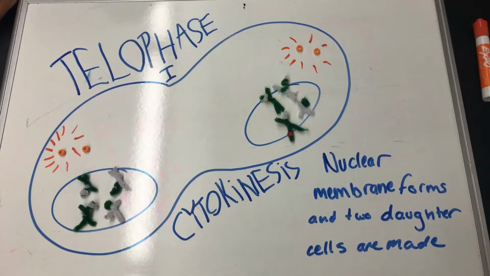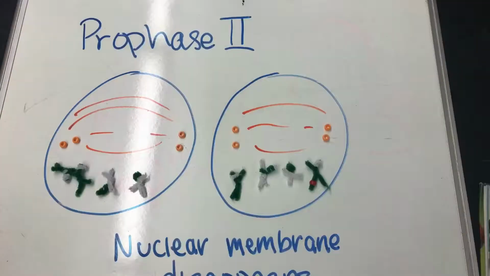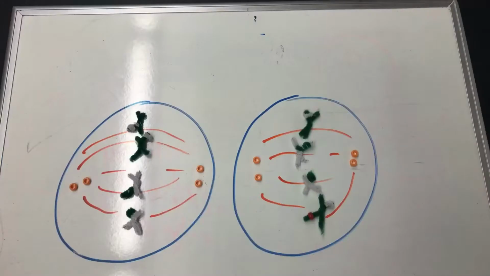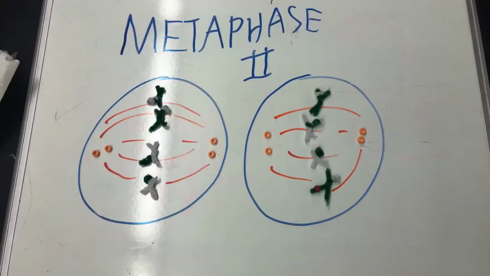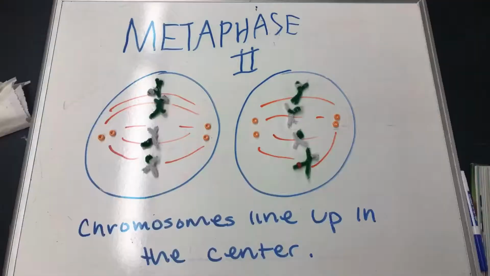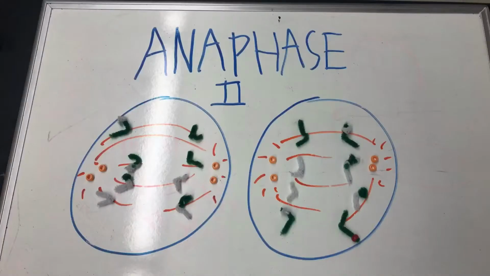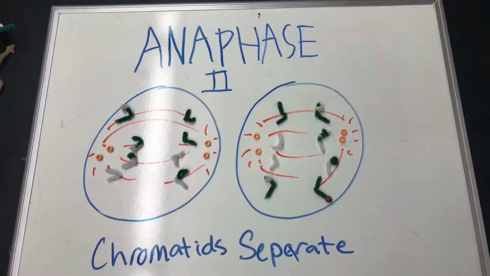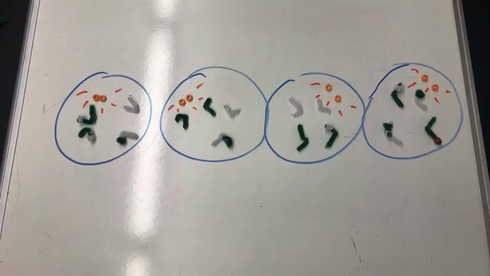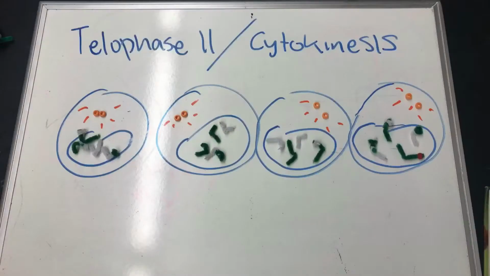After that is the beginning of meiosis 2. This is where the nuclear membrane disappears. It's very similar to mitosis. The next phase is metaphase 2, and this is when they line up in the center of the cell. The third phase is anaphase, and the chromosomes begin to separate into chromatids on either side of the cell. And the last phase is telophase and cytokinesis, where 4 granddaughter cells are formed.